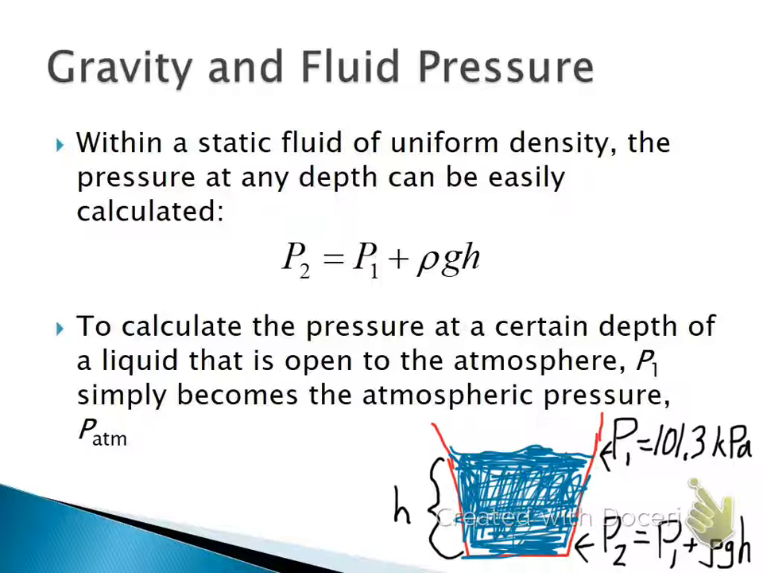And I can find the new value as the old value, which in this case, since it's open to the air, I've got a big open bucket here, that's 101.3 kilopascals, or 101,300 pascals, plus rho, the density of this water or fluid, times g times h, where h is just the height, the difference in height between my two locations.